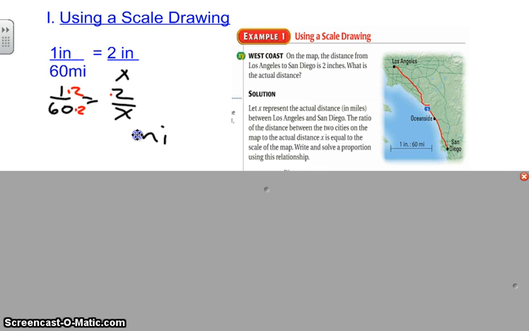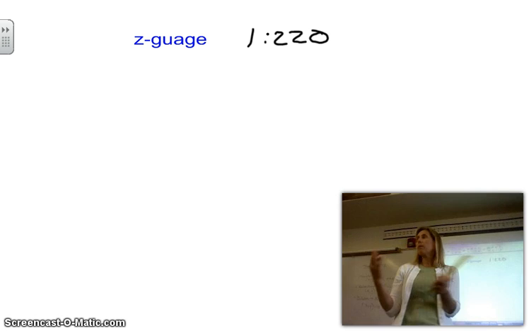Otherwise, let's go back and look at cross products, which is what Ryan mentioned. We could bring the 60 this way, times 2, and the 1 times x. So 1 times x is x, and 60 times 2 is 120 using cross products. Okay, very good. Back to this little train.